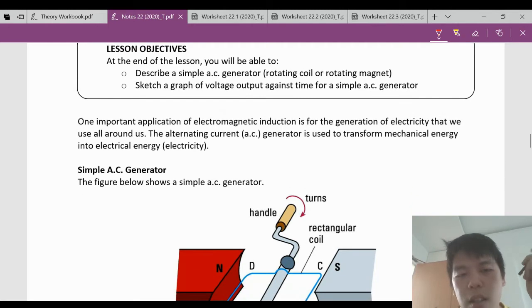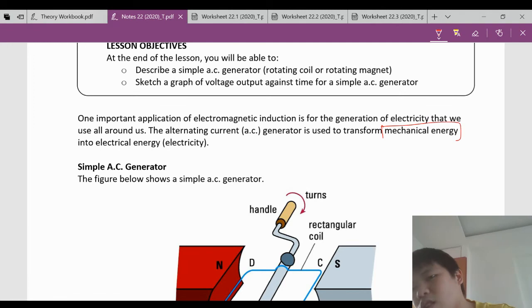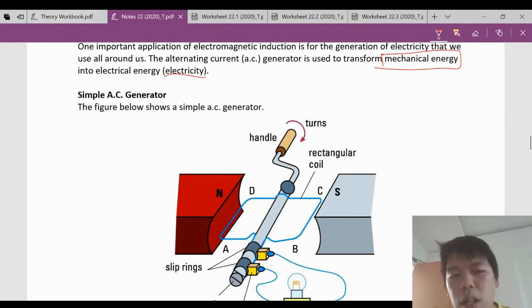AC generator. Okay. One important application for electromagnetic induction is for the generation of electricity. So we can generate electricity using this method. The main idea here is to transform mechanical energy into electrical energy. So the mechanical from our previous chapter is that you can see that the mechanical comes from the part where we force the magnet or when we move the magnet. Okay, and then we will generate electricity, which is the induced EMF or induced current.